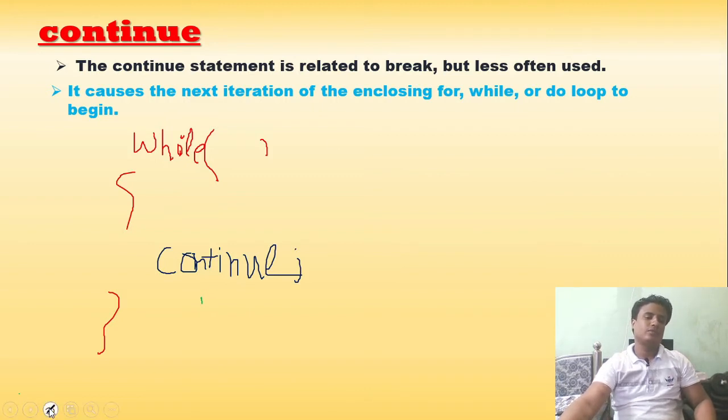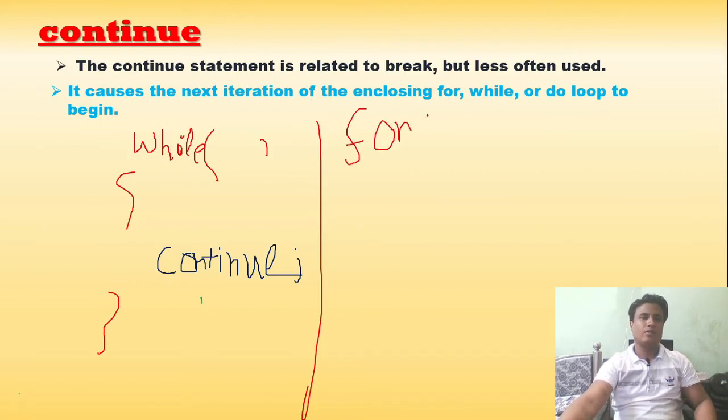And similarly, suppose someone has used a for loop here. Let me explain this point. There is some condition and some increment part here, something like i equal to 0, i less than 5, i plus plus. Then the block begins, and again someone has used the continue statement somewhere in the middle of it.